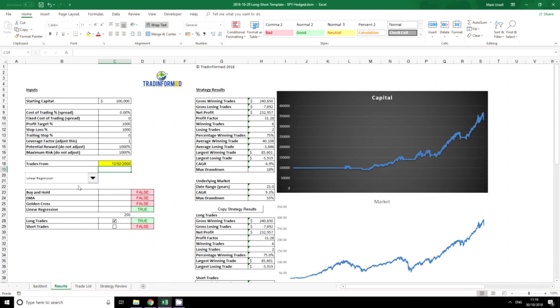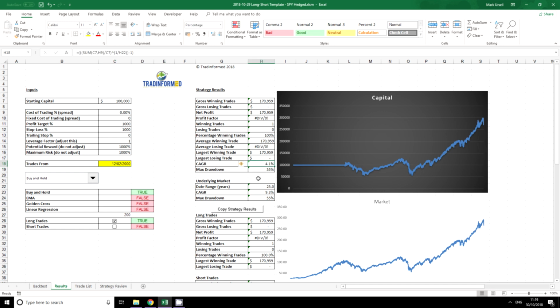I'm going to go back onto buy and hold. And we can see that over this time period, over the past 18 years, with dividends reinvested, the Spider has returned 4.1%, which is not a great return over this time period. However, this is the reality of two significant bear markets. We can have a look at how the different hedging strategies have worked.